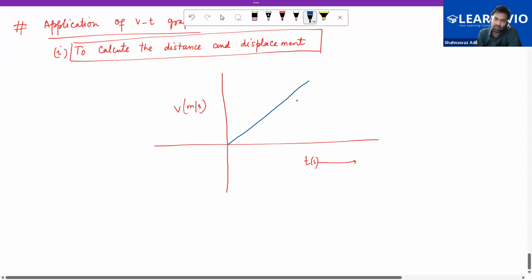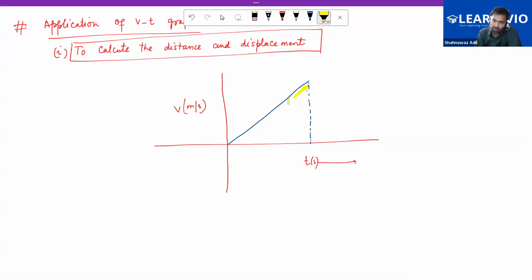So what is the area under this graph? The area under this graph would be the distance. So the area under the vt graph gives distance.